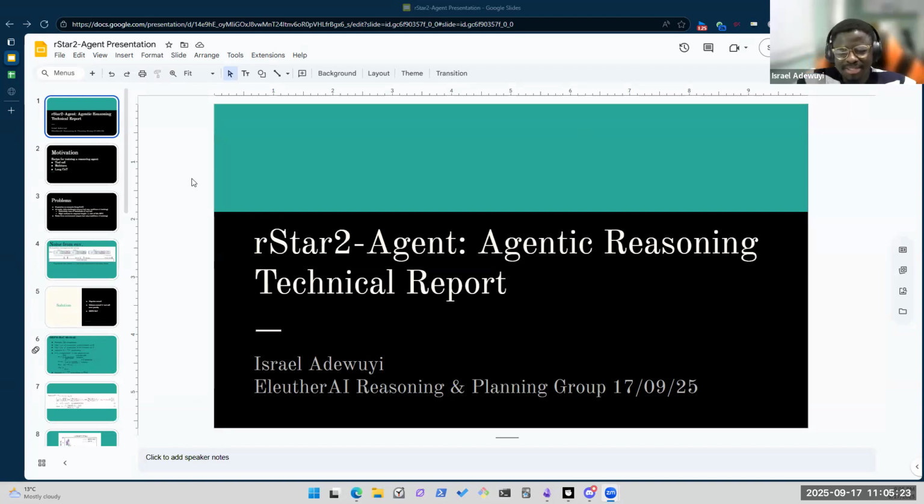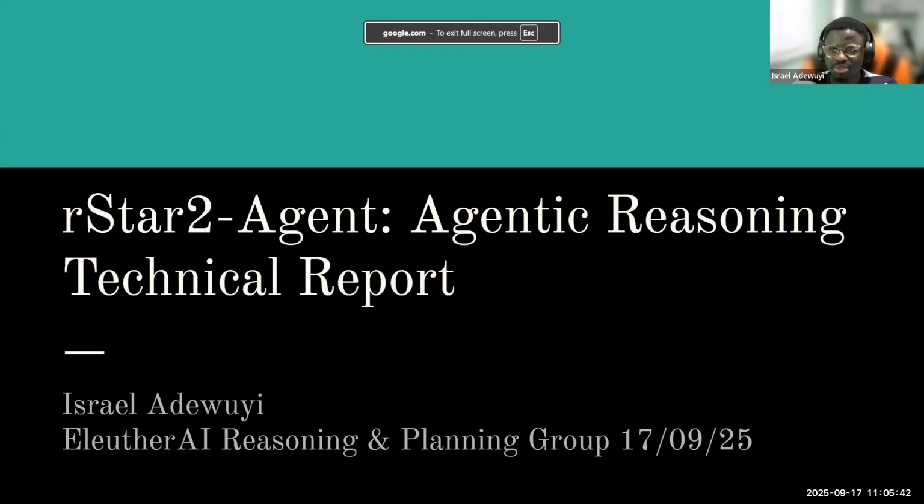So, this evening, or at this time depending on where you are in the world, I'll be talking about rStar2-Agent. This paper was released by Microsoft a couple of weeks ago, and I skimmed through it and made the mental note that this would be something interesting to talk about. So, I'll be sharing that today.